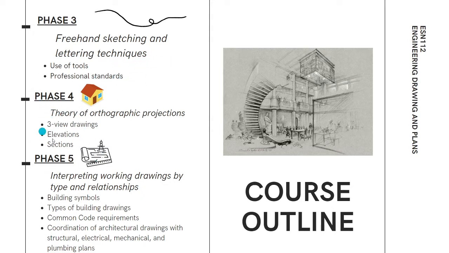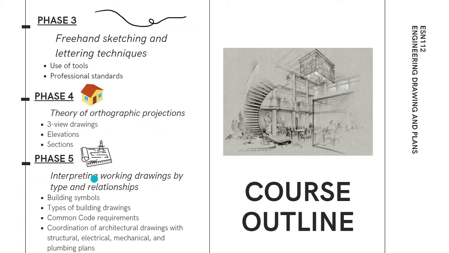Phase 4 is the long one, the theory of orthographic projections. This is 3D drawing. I think you are familiar with isometric projections, and the orthographic projections. You would be asked to give the left side elevation, the right side elevation, front view, then rear view or top view of a shape. I think you are all familiar with it from geometry or art subjects. We would be going deeper into orthographic projections in this phase.